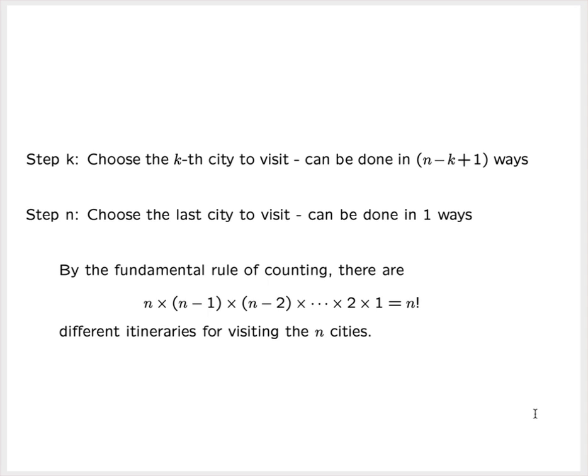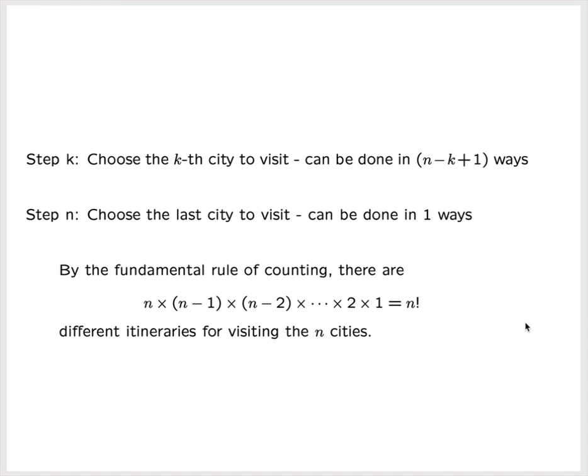And so by the fundamental rule of counting, there are n times n minus 1 times n minus 2 and so forth down to 1. And when you multiply that out, that's n factorial. There are n factorial different itineraries for visiting the n cities.